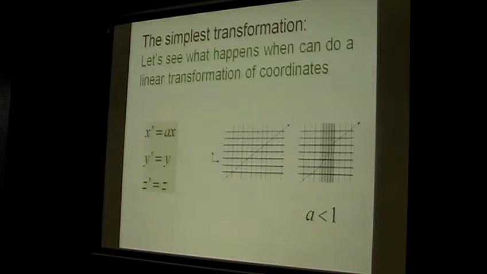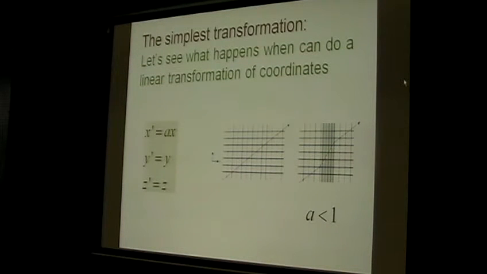So now let me put it in a little bit more concrete example. Let us use the simplest possible transformation that we can talk about. It's a linear transformation in one dimension. Suppose that I have an x, y, z Cartesian coordinate, and then let me change the scale in just one dimension. Okay. And here I choose the scale to be less than 1, but it's arbitrary. It can be big, it can be small.